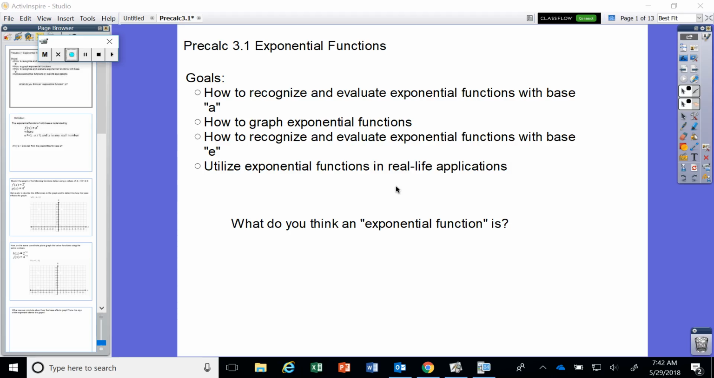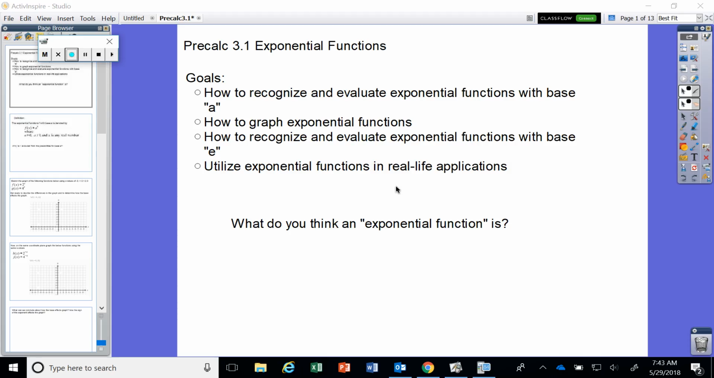So, first and foremost, opening question, what do you think an exponential function is? Don't dwell on it too much. The question is not a trick question. It's actually a very basic question. An exponential function, well, simply, is a function that has x in the exponent. Yes, you got it, right?